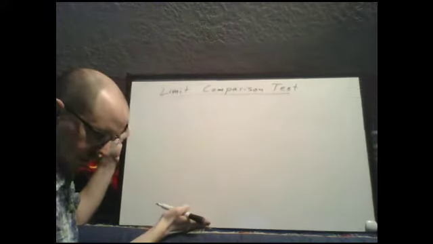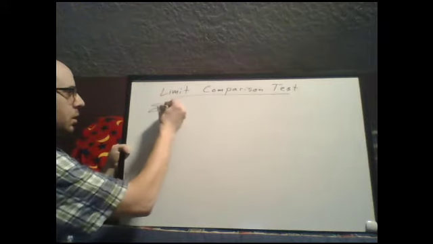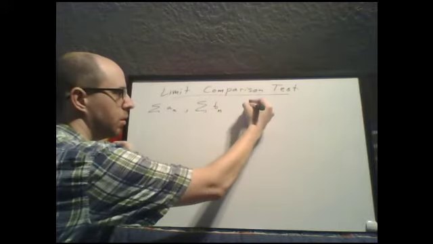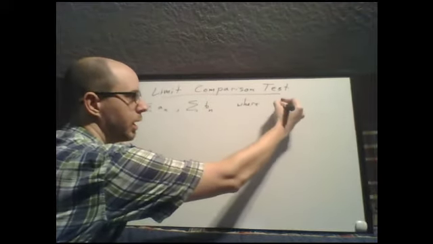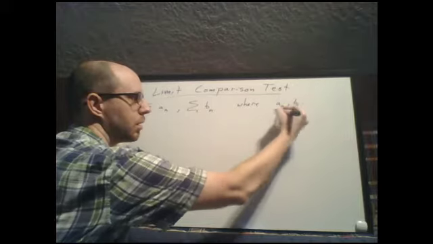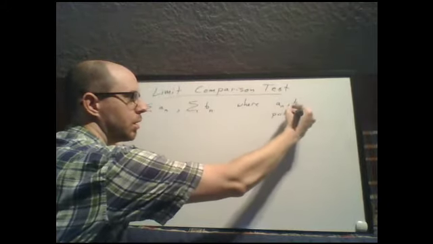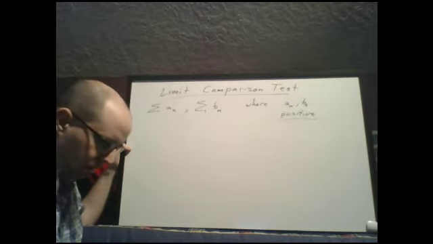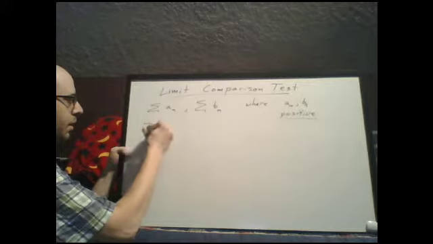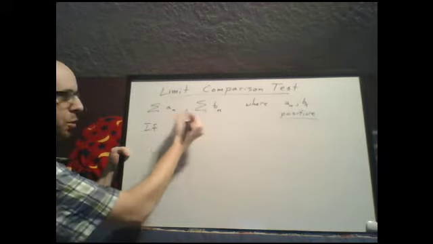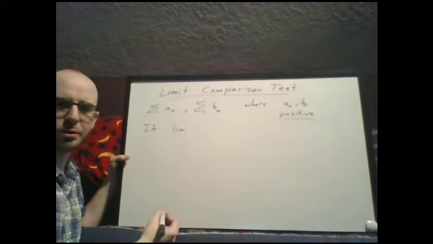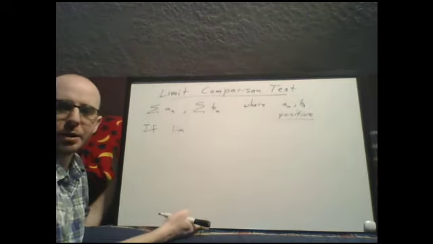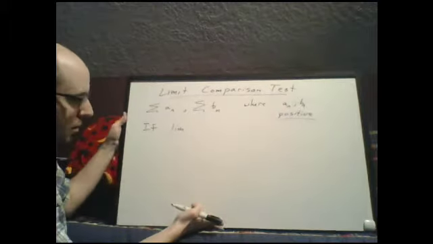Okay, so again, we've got two series, summation of a_n and summation of b_n, where a_n and b_n are positive. The terms of the series are positive. So I don't have a comparison between these two terms. I can't compare a and b in general. So I can't say one's bigger than the other. It might be, but it doesn't matter in this case.